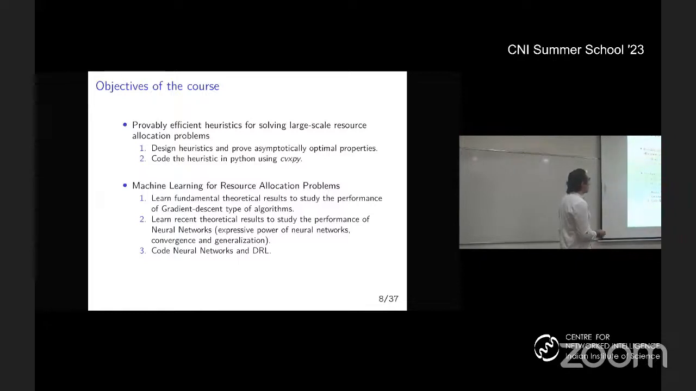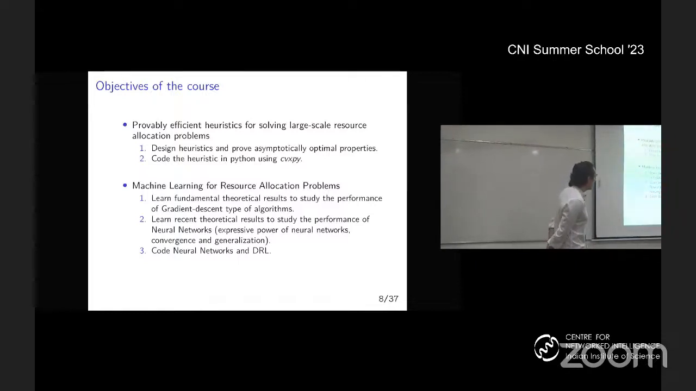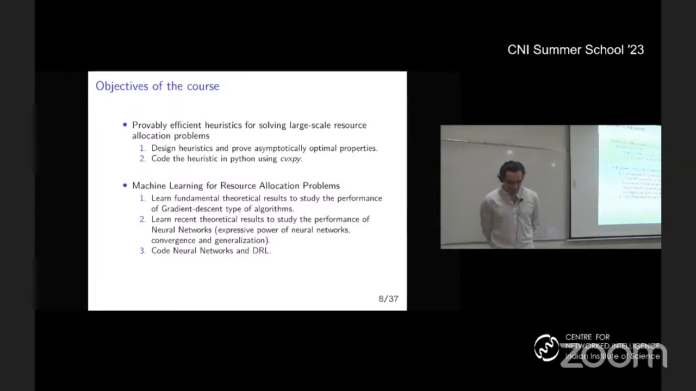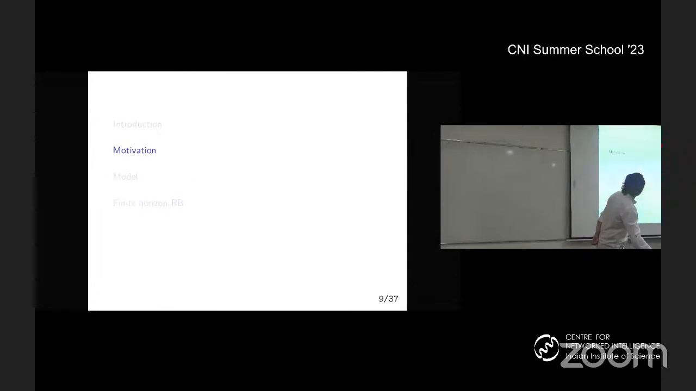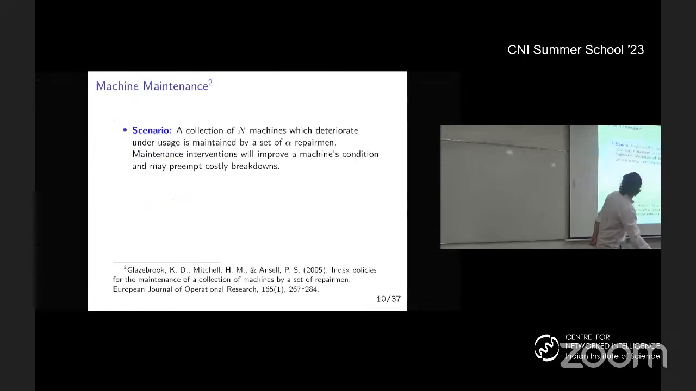And for the machine learning part, I will give you a brief recall on the classical results on gradient descent type algorithms. And then I will also tell you what you can expect from neural networks from a theoretical point of view. And then we will implement some neural networks and deep reinforcement learning algorithms to solve resource allocation problems.